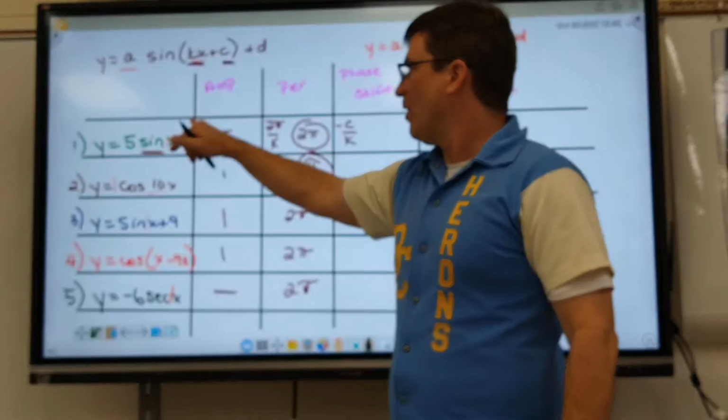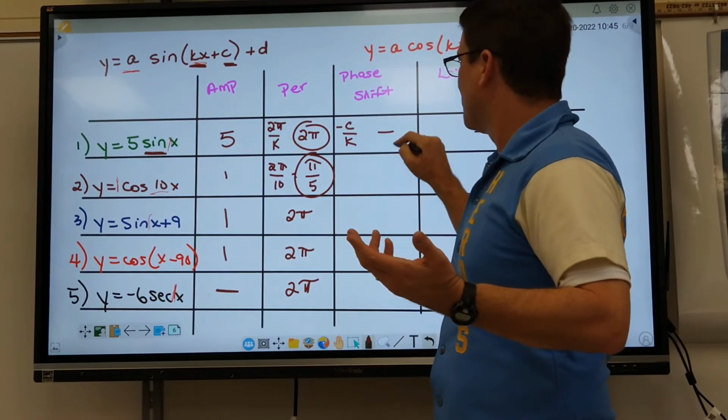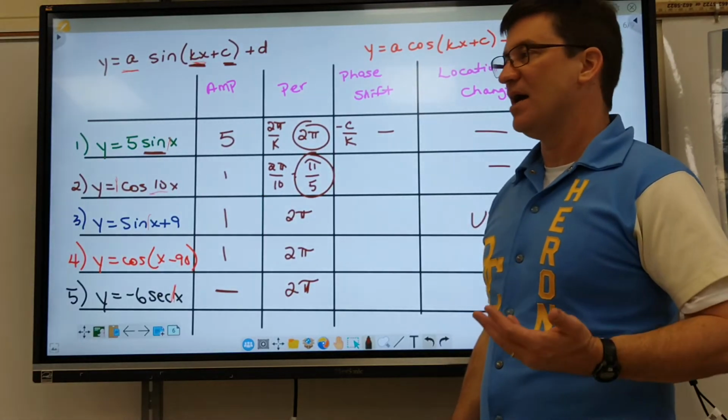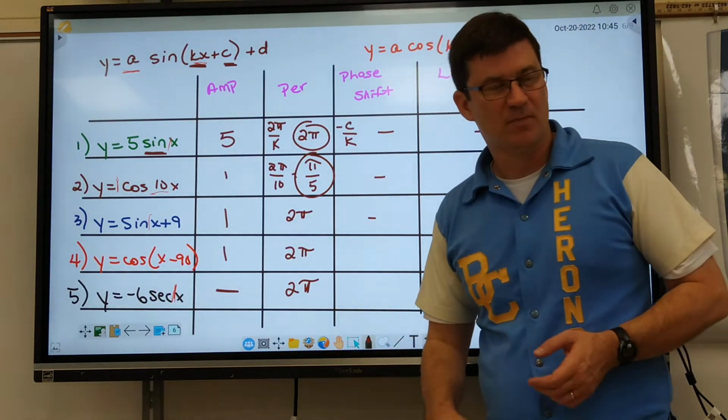So, wait a minute. Number 1 doesn't even have parentheses. You just put dash. If it doesn't have parentheses, it's just dash. A bunch of these are going to be a dash. Number 2, dash, 3, dash, up, look at 4.